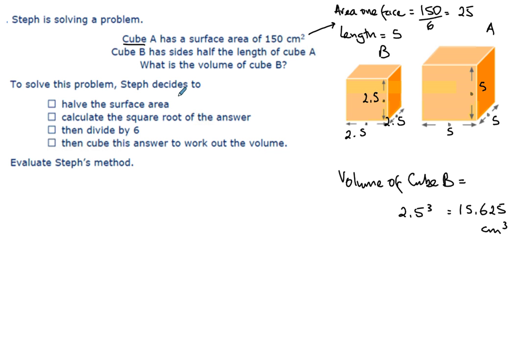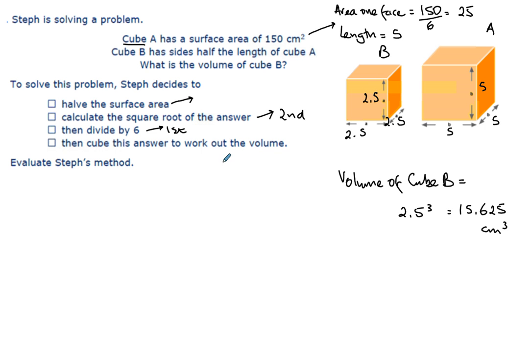Now let's just say, to solve this problem, Steph decides to halve the surface area. But he wasn't supposed to halve the surface area, because we were supposed to halve the lengths. Once we got the lengths, we were going to calculate the square root of the area of the face, so you can tell that was not what he was supposed to do. Then divide by 6, so we had to divide by 6 first.